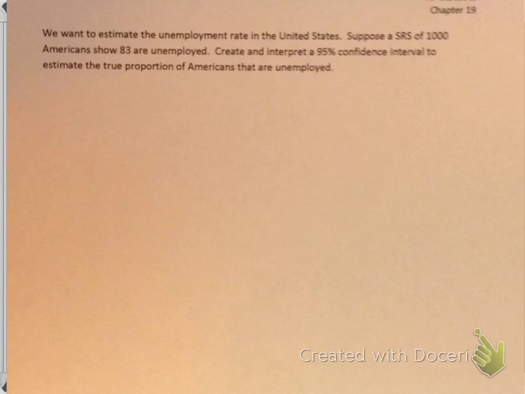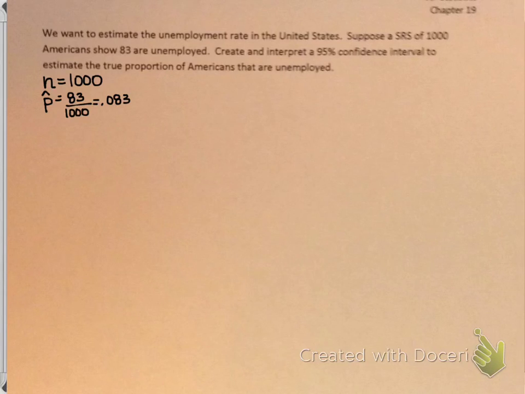So the first thing that I like to do, and you guys know this, is I like to identify the stuff that I already have. So I know that my sample size, or my N, is going to be, or at least they told me, is 1,000. I also know that my P hat, because it's information about the sample itself, is going to be 83 out of that 1,000. So I know then that my decimal here is going to be 0.083.